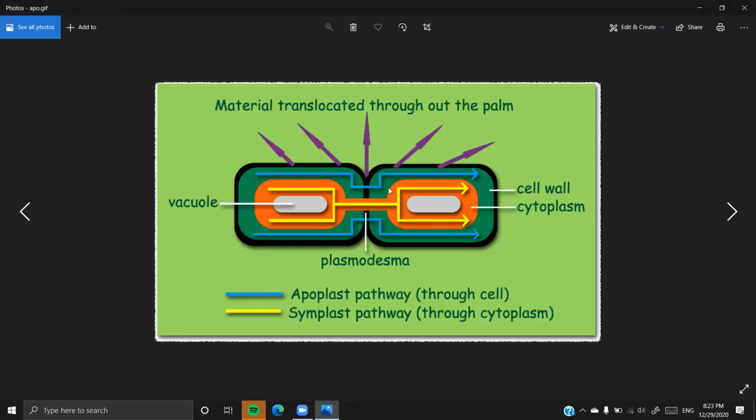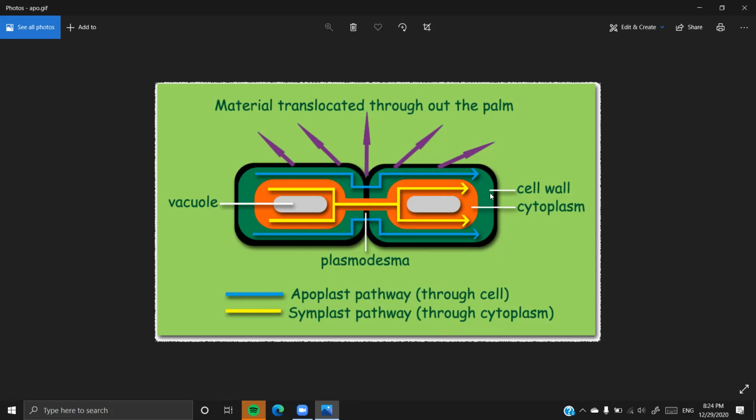You can see that these are the cells, children. If the water moves across the cytoplasm through the bridge-like connections between the two cells, which is being called as plasmodesmata, if the water moves through the cytoplasm freely through the plasmodesmata, then we are going to call that particular procedure as what? We are going to call this as symplast. So if it is going to move through the cytoplasm, that is the symplast mechanism.